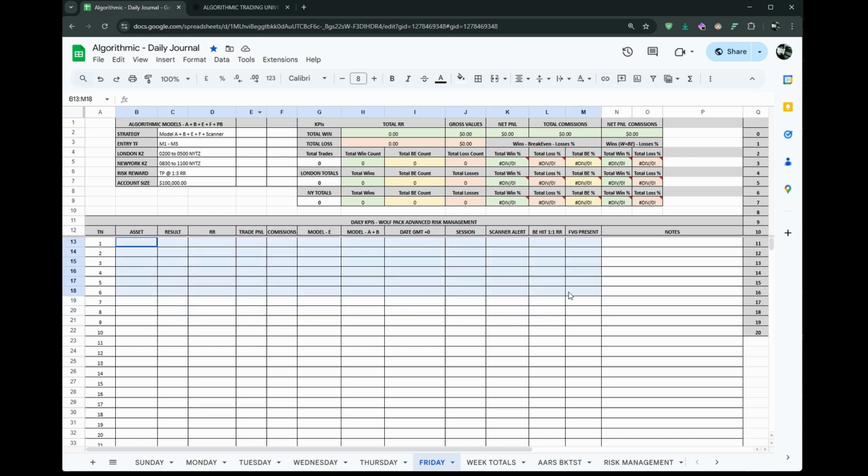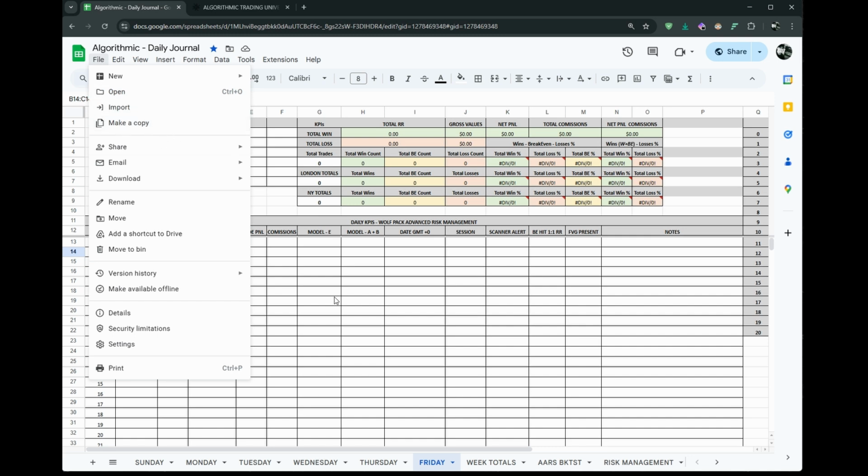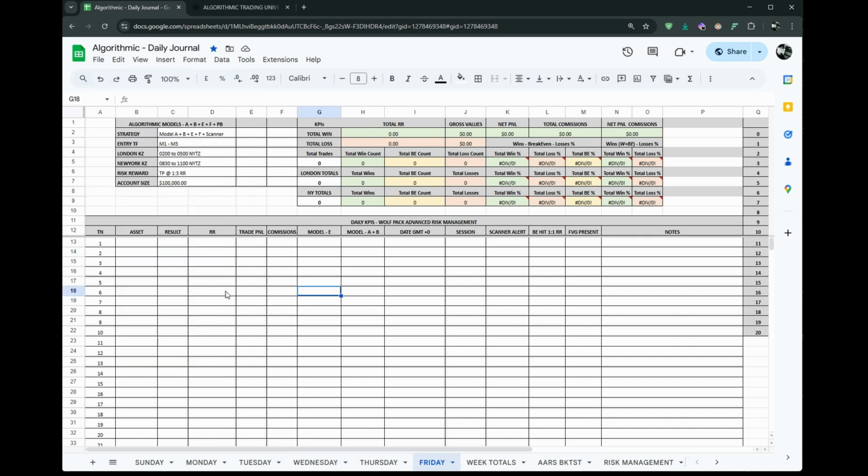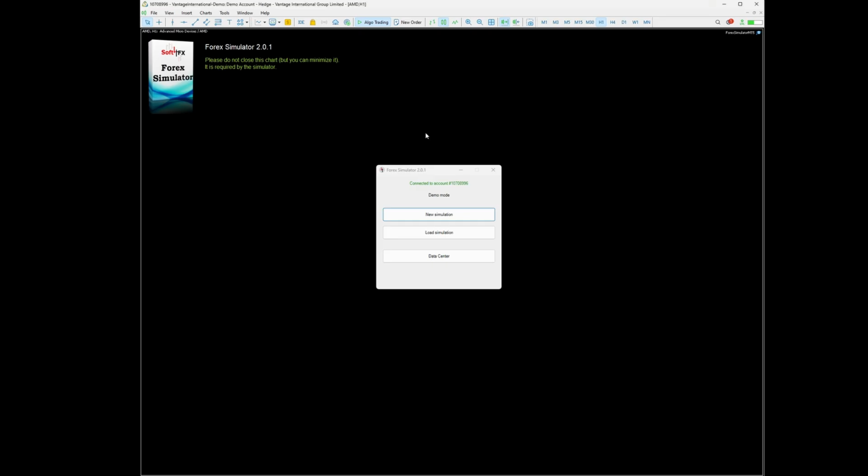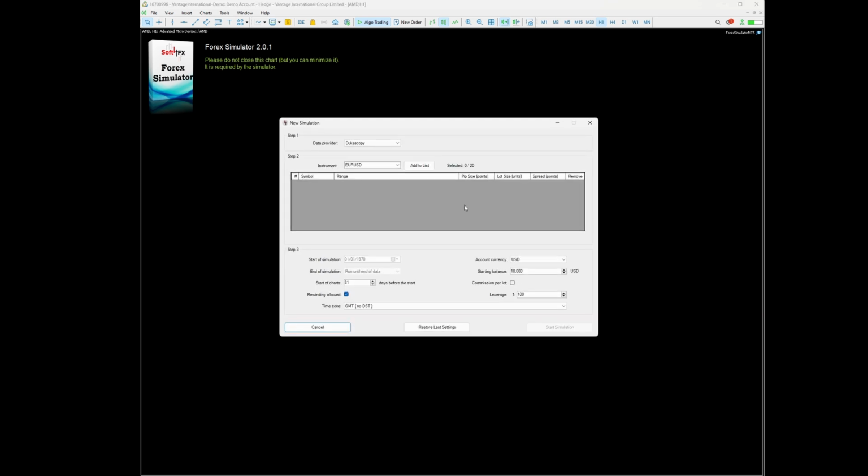For that, we need an Excel sheet. I recommend you copy our Excel sheet, make a copy, and use any of the days, and download the demo version of Forex Simulator, for example. And what we're going to do is a new simulation. We're going to use data from Switzerland here. So we're going to use euro US dollar at 2021. So this picks up the last 5 years pretty much.